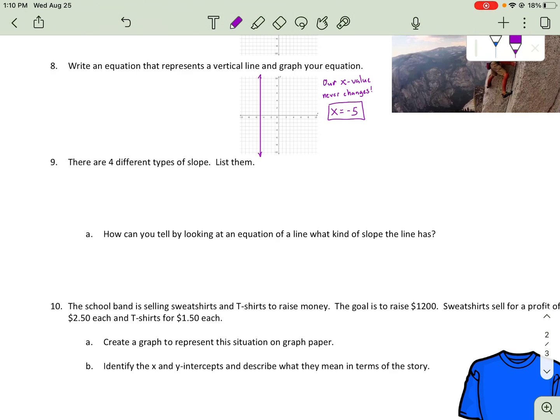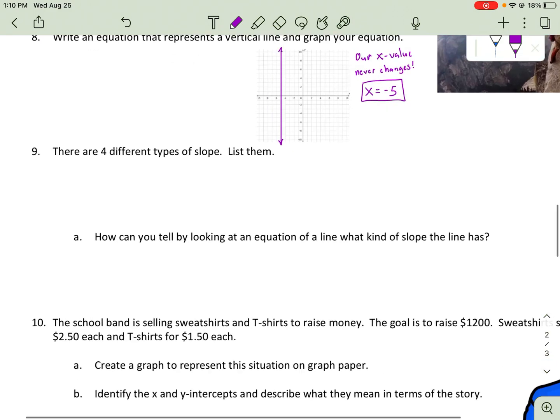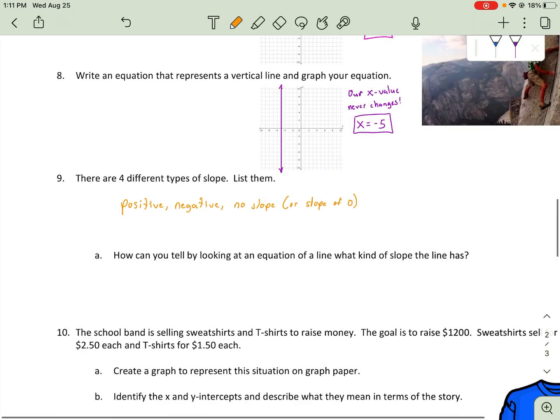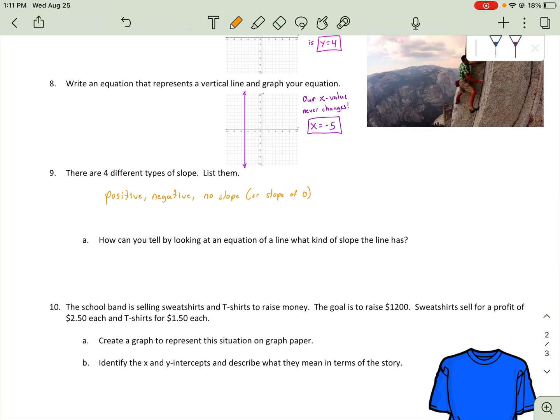All right, now there are 4 different types of slope. We're going to list them here. We have positive slope, negative slope, no slope or zero slope. Let's say it's a slope of 0. And undefined.